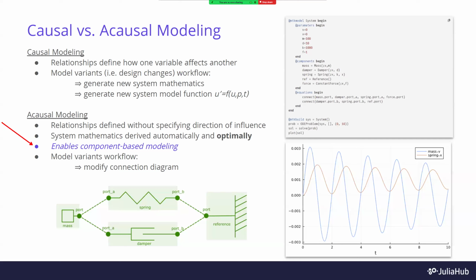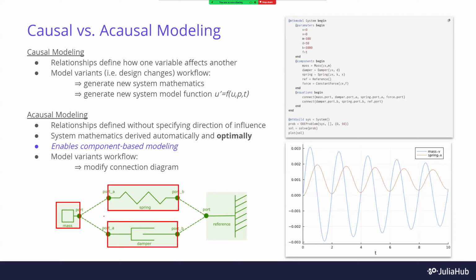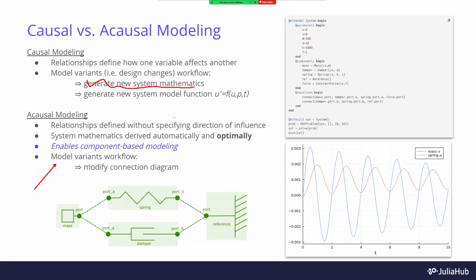it enables component-based modeling. The idea is that you can model your components. For example, maybe I want to model a spring, and then separately a damper, and then separately a mass. I can then connect all these together in a component-based type of workflow. And whenever anything changes inside of my models, rather than having to generate entire new system mathematics, I can simply change whatever I need to change within the components themselves, or change the connections as needed. Okay?